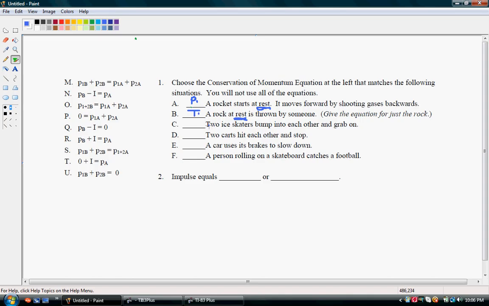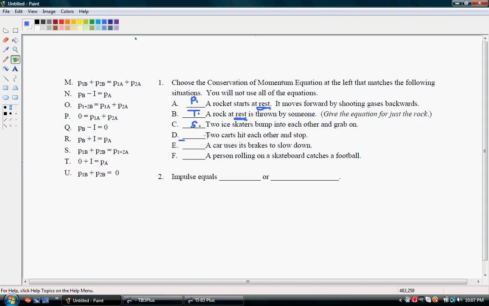Alright, for C, 2 ice skaters bump into each other and grab on. So we have 2 ice skaters that are moving and they bump into each other. So we have momentum of the 2 skaters before, but then once they bump into each other, they grab on. So they become the momentum of the 2 objects combined. So we're looking for a situation where we have 2 before and 1 afterwards. So that would be S. We have 2 before and then the combined momentum afterwards.